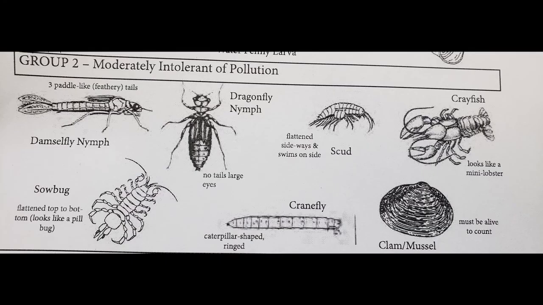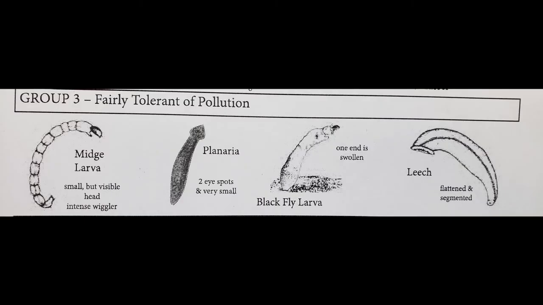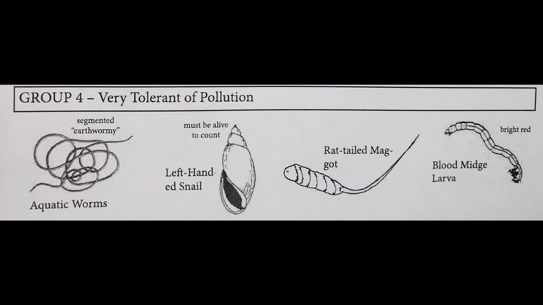Group 2 are moderately intolerant to pollutants. So if you find them, that means there is an indication that there could be some pollutants, but there doesn't have to be. These are ones that don't need quite as much oxygen, and so they can survive in a little bit more intolerable conditions. Group 3 are called fairly tolerant to pollution. These are found in many different kinds of waterways. They're pretty common in many of the waterways, whether they're good, clean water or good water quality streams or wetlands, down to group number 4, which are very tolerant of pollution.